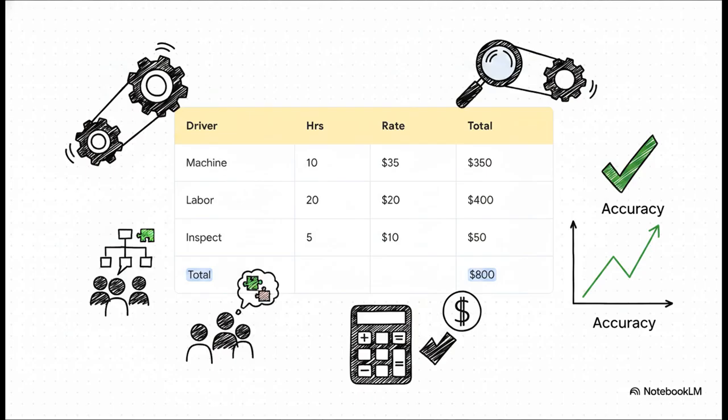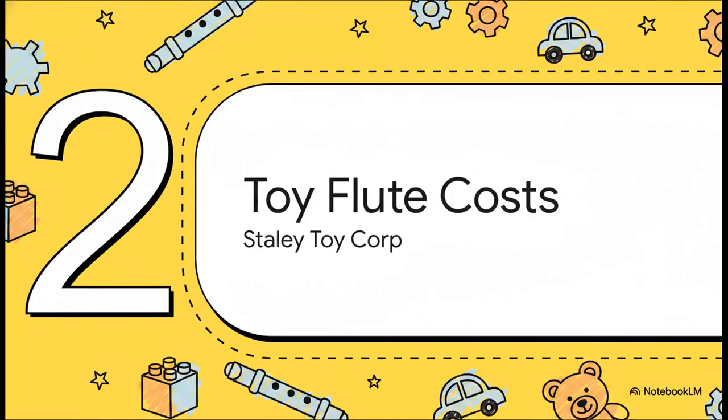Say a product uses 10 machine hours at $35 an hour, 20 direct labor hours at $20, and 5 inspection hours at $10. ABC lets us calculate each of those pools completely separately. Add them up, and we land precisely at an $800 manufacturing overhead. Yes, it's slightly more math up front, but the accuracy you gain over just using some generic blended rate is massive. All right, moving right along to Section 2, let's look at calculating unit costs for some toy flutes.